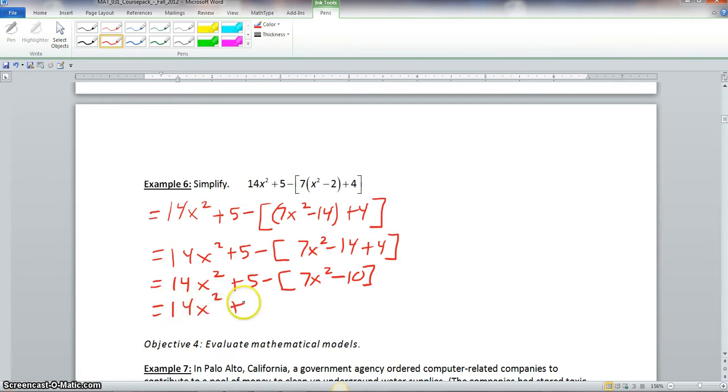Now, you still cannot do anything on the outside of this bracket, but we do have a minus sign in front of this bracket here. So that changes the sign of everything on the inside. So this would be a minus 7x squared and plus 10. Now we combine like terms. We have 14x squared minus 7x squared, which is 7x squared. We have 5 plus 10, which is 15. So this here is our final answer.